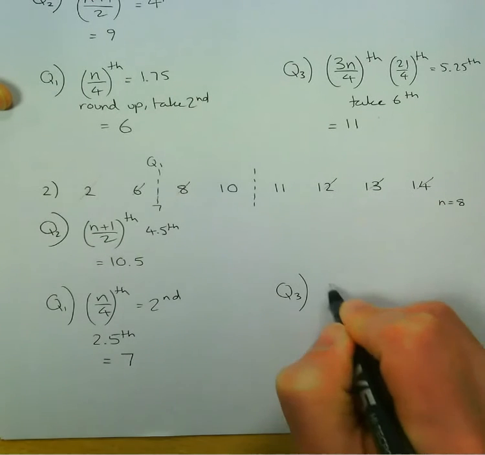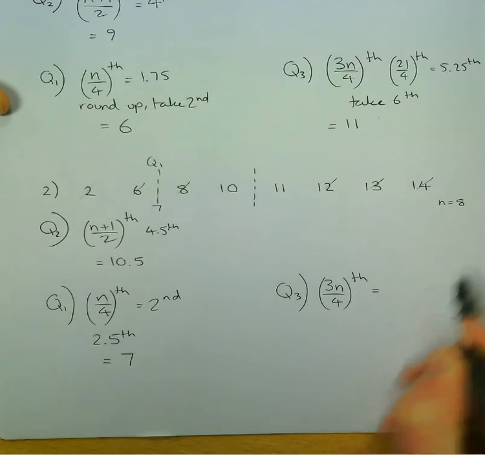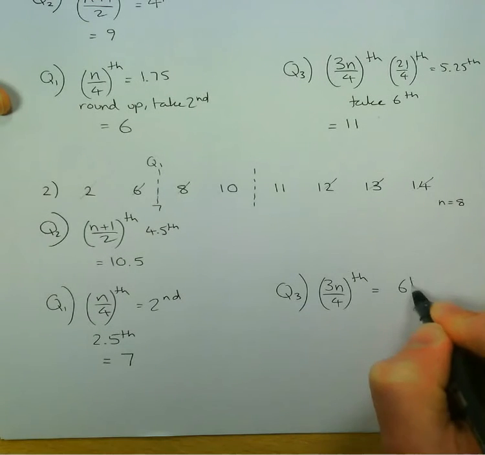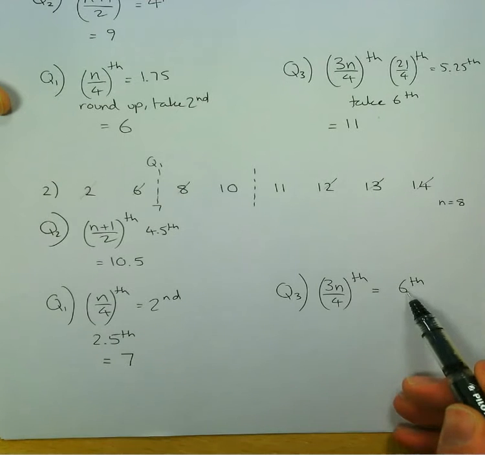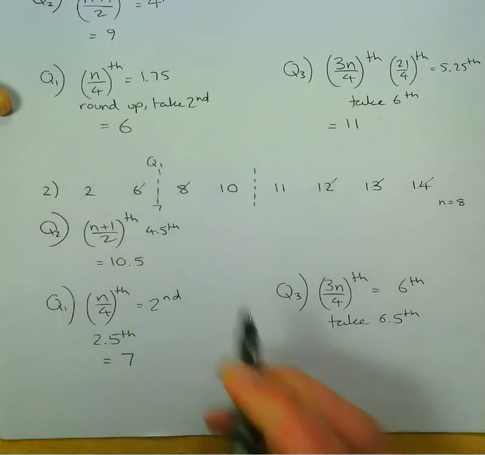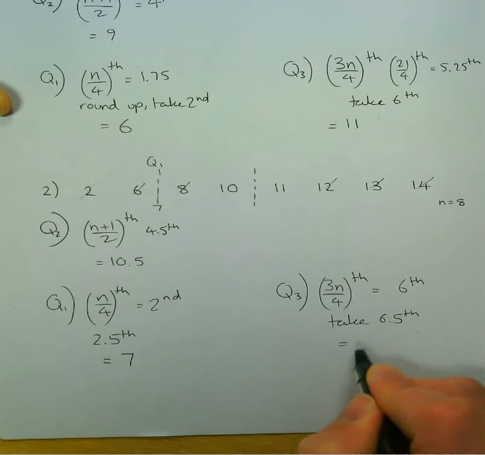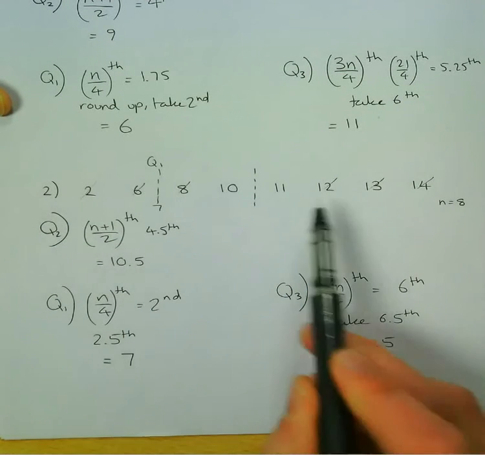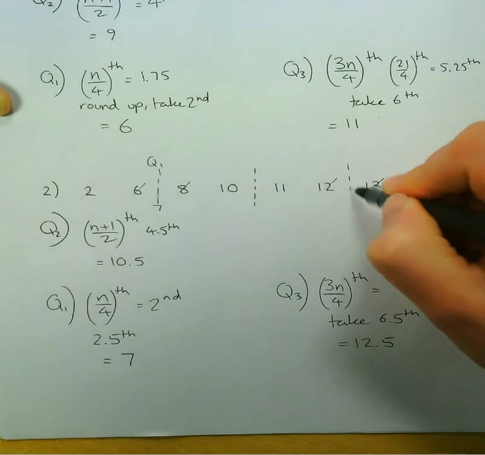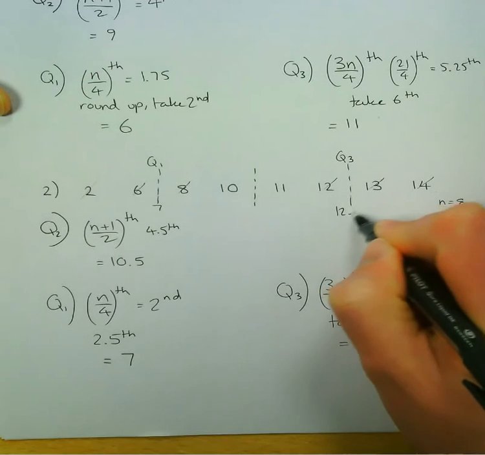Third quartile, let's go for it. So that's going to be 3 times 8, 24, divided by 4. That's 6. Again, we have got a whole number, so we're going to take the 6.5th number. So 1, 2, 3, 4, 5, 6.5. That's equal to 12.5. And again, you can see that should be right because there are 4 numbers, and the middle of those 4 numbers is there. So that is Q3, and that is 12.5.